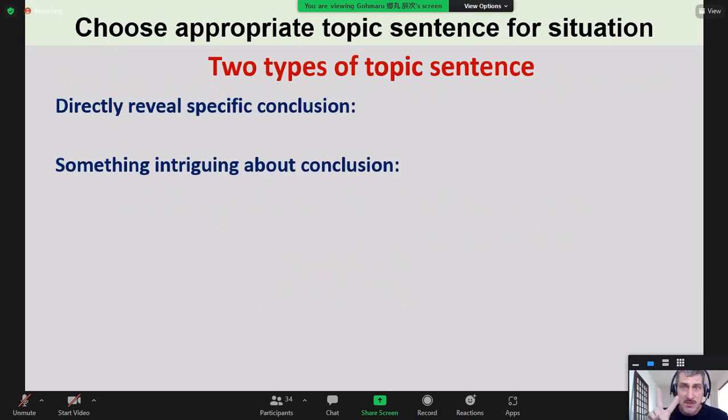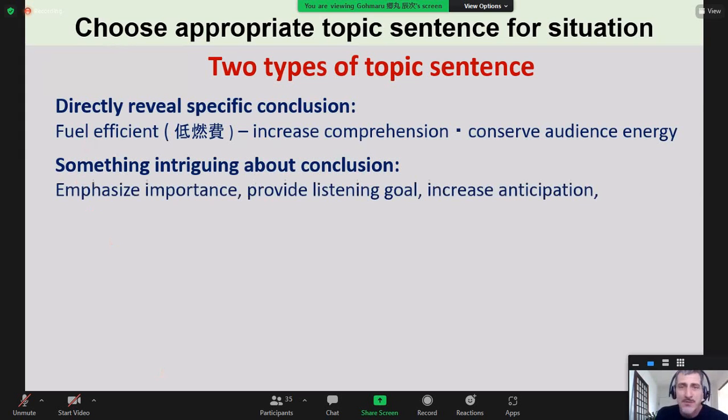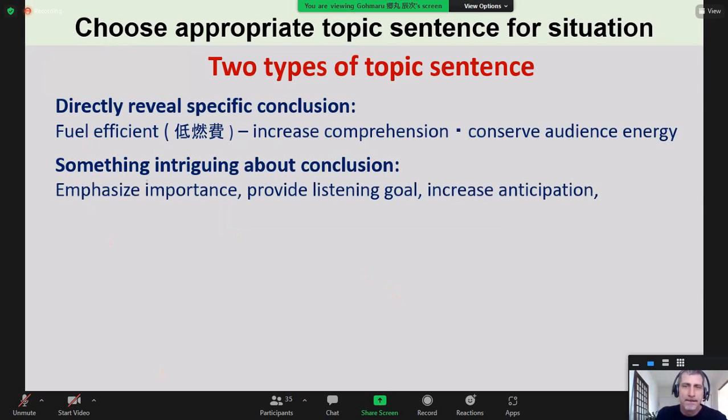So topic sentence, there are two types, as I mentioned. We can directly reveal the specific conclusions. This is fuel efficient, okay? It can really create easy comprehension in the audience and doesn't use too much of their energy. Or for our more important experiments, we can tell the audience some specific, intriguing information about the conclusion and let them listen for the complete answer. So it's going to emphasize the importance of providing listening notes.